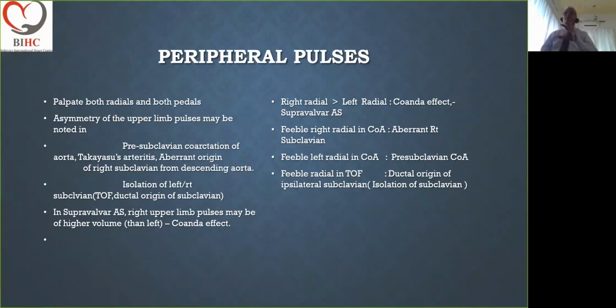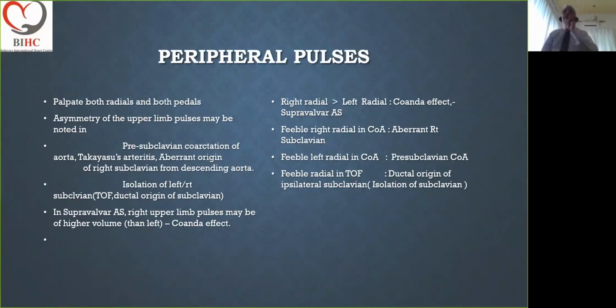But in a coarctation you identify by your pedal pulses and your femoral pulses are feeble. In that context, if your right radial is feeble, it denotes an aberrant subclavian which is originating distal to the coarct. If your left radial is feeble, it means your coarctation is prior to the left subclavian.